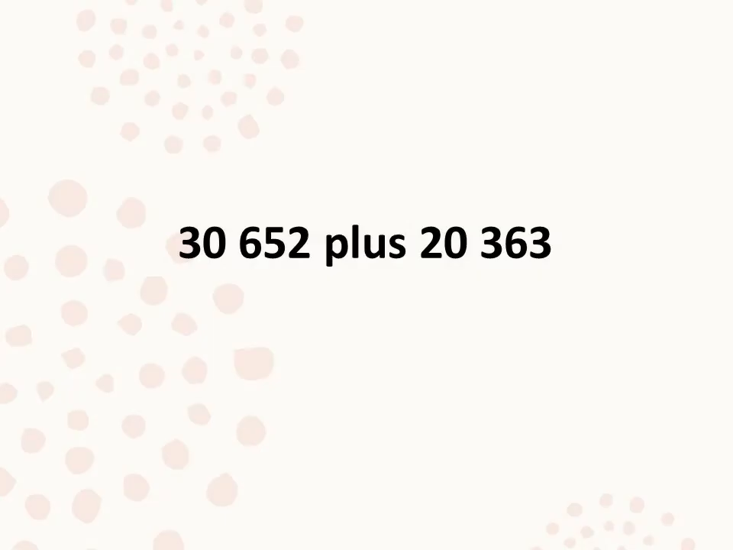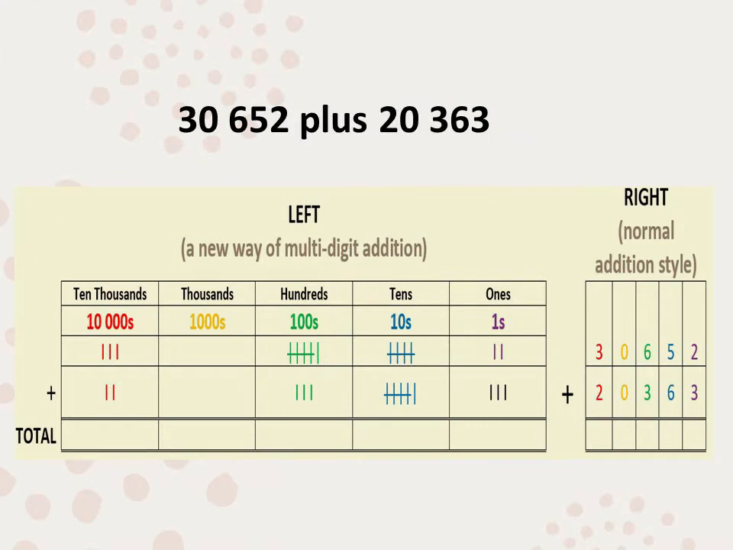Let's look at a different way to total the multi-digit numbers of 30,652 and 20,363. The normal way of combining the numbers is shown on the right side. A different way of getting the total is shown on the left side. This involves using place values and tally marks as a way to get to the sum.